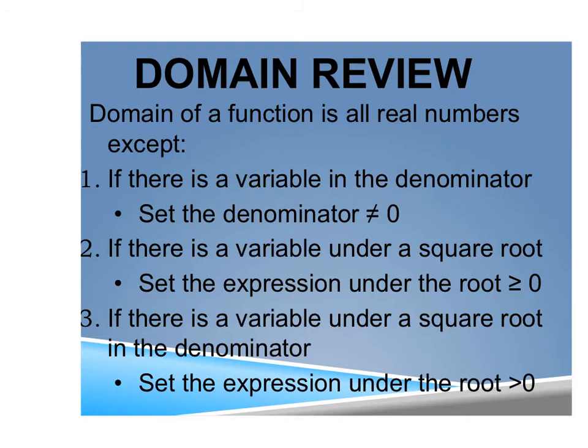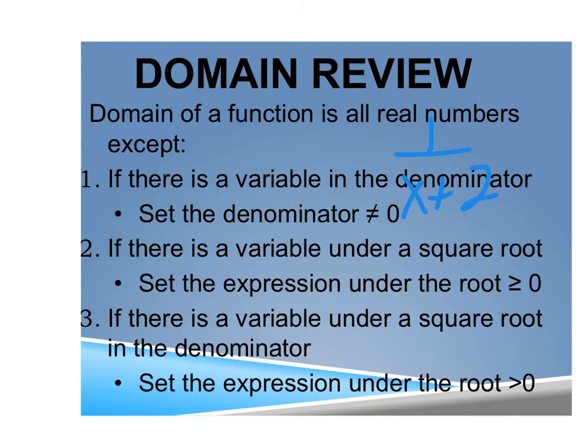Like if I had 1 over x plus 2. What's the only number that you guys cannot use in this function? 2, -2. Why? Because that equals 0. Good. When I plug in -2 plus 2 is 0. Then I have 1 over 0, undefined, no good.